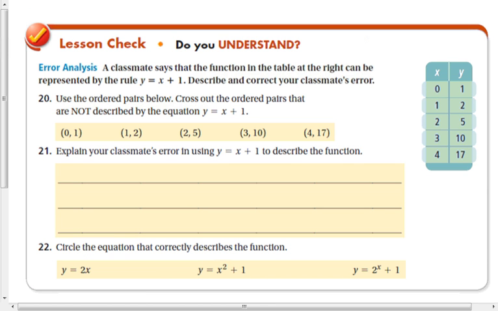All right, here's the lesson check. Go ahead and work that out, see if you can figure it out, and be ready to share that next time we meet in class.